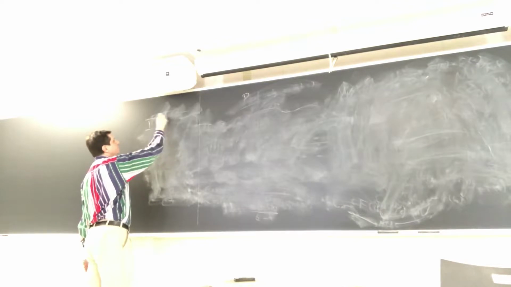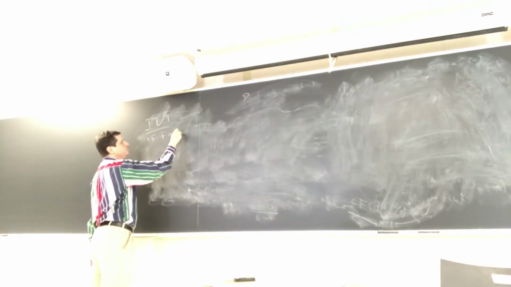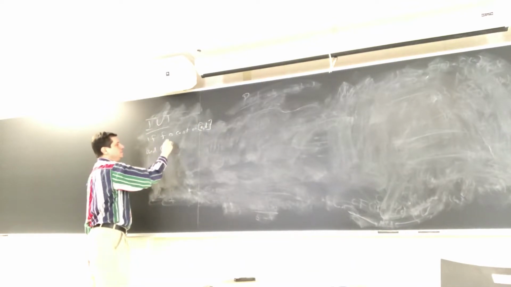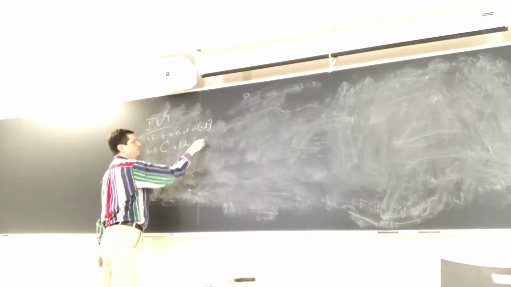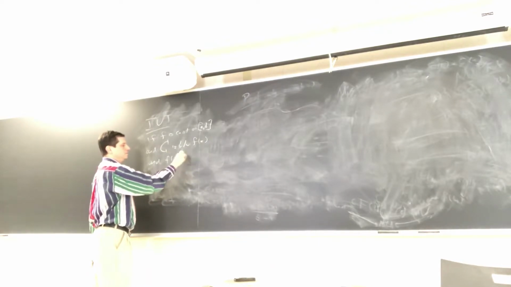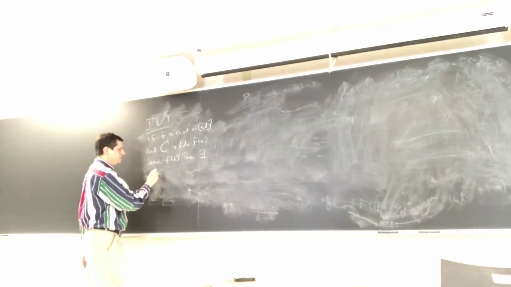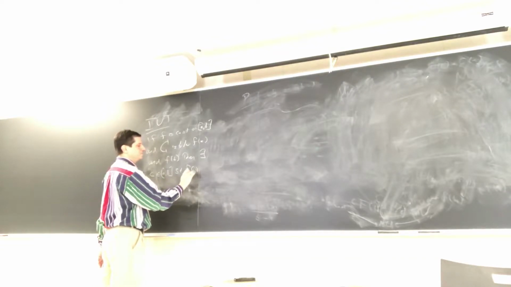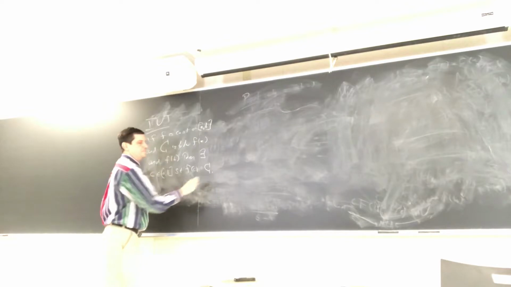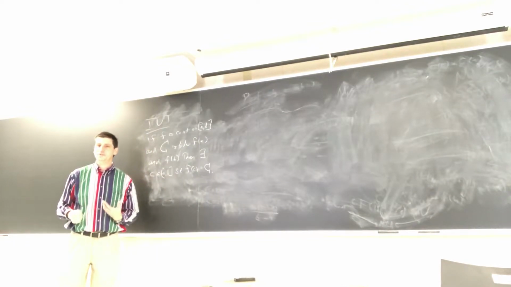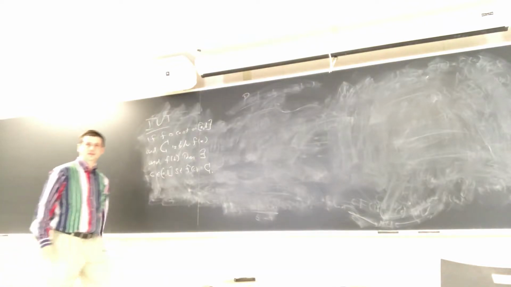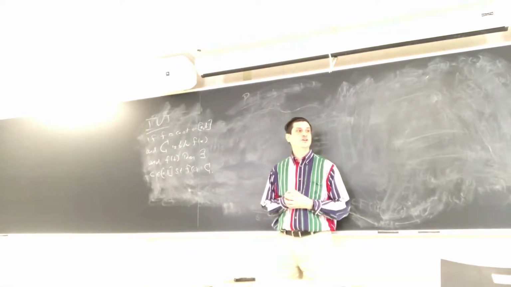Intermediate value theorem. If f is continuous on [a, b] and C is between f(a) and f(b), then there exists a c in the interval [a, b] such that f(c) equals C. Another way of viewing this is that all intermediate values are assumed. So all intermediate values are taken on by the function.